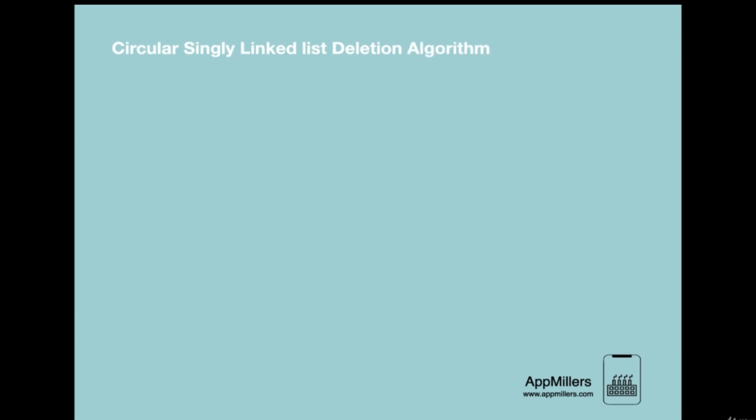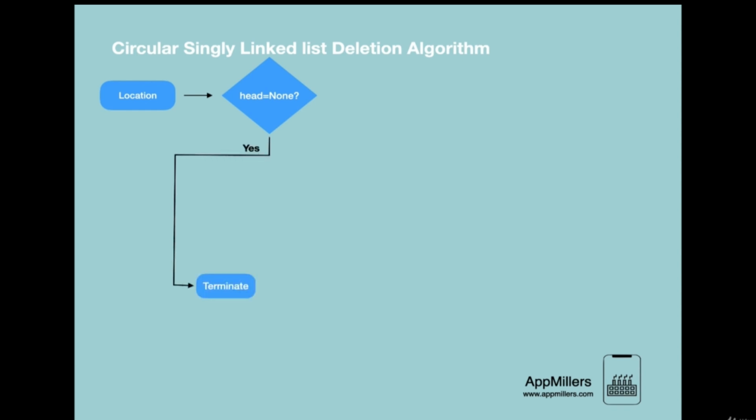Hi there. In this lecture, we will look at the deletion algorithm, in which we are combining all three cases that we discussed in our previous lecture. Our algorithm starts with the parameter of location. Then we are checking the head value. So if head equals none, we terminate our algorithm because it means that we don't have any element in our circular single linked list. But if head is not equal to none, it means that we have nodes in our circular single linked list, so we can continue with our algorithm.